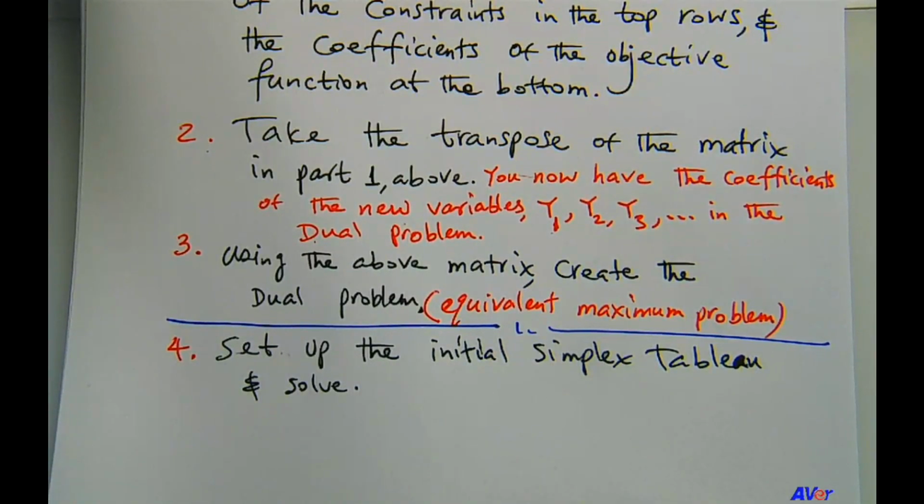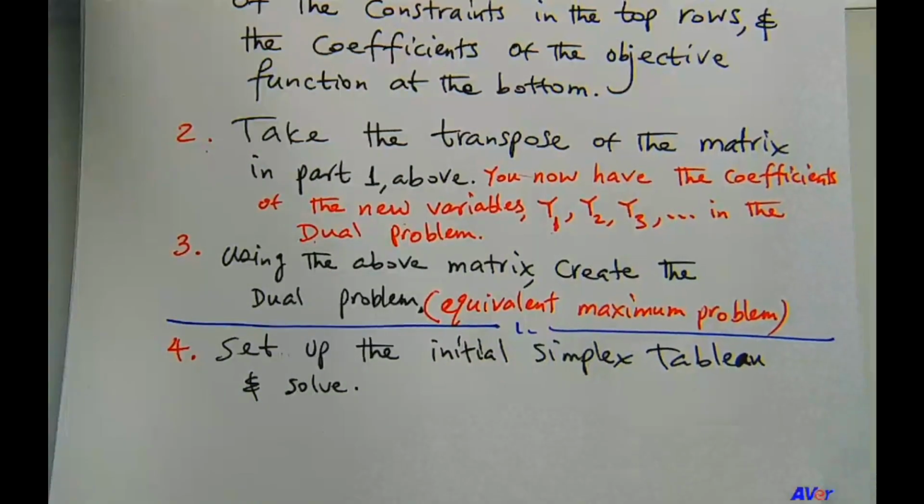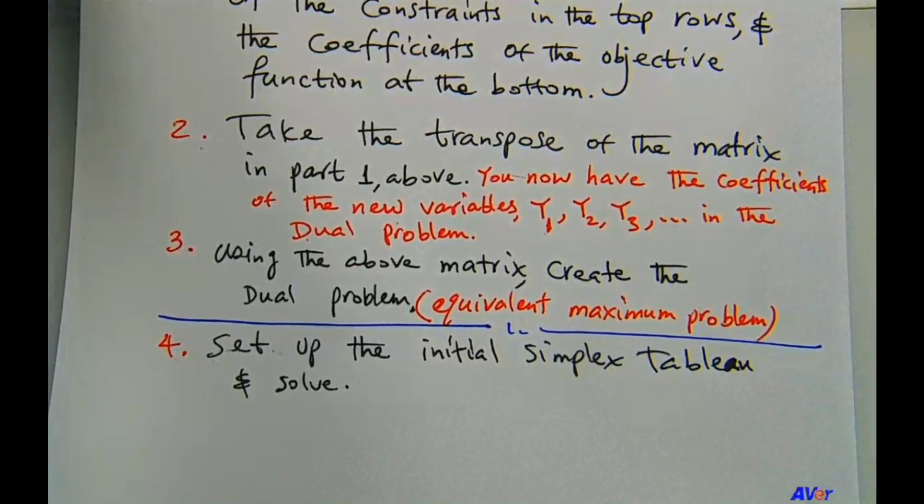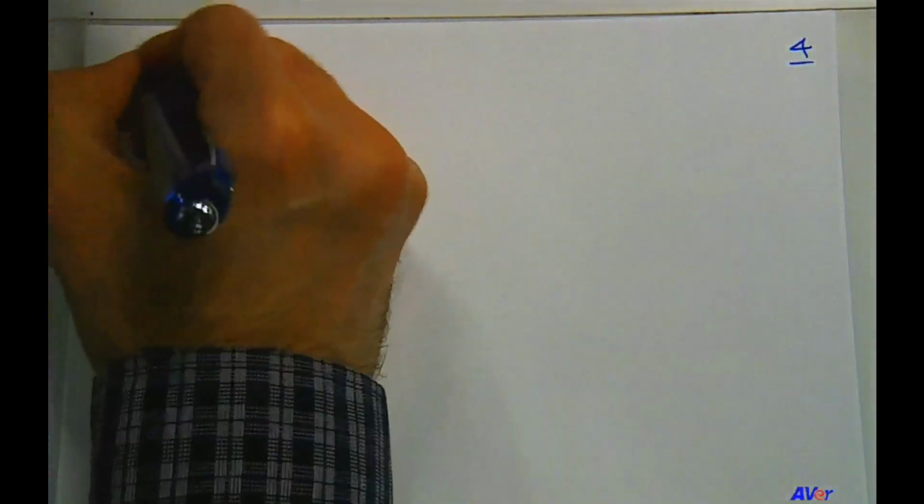Okay, so let's do a couple of examples where we're not going to solve the minimum problem. We're just going to set up the dual problem, because if we don't know how to do that, then there's no point in discussing how to solve a minimum problem. So let's first make sure we know how to set up a dual problem. Here's an example to help us do that.